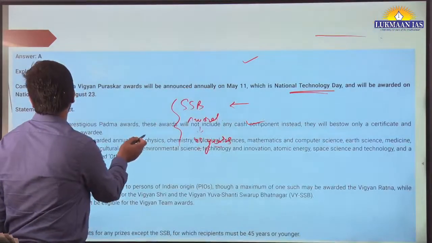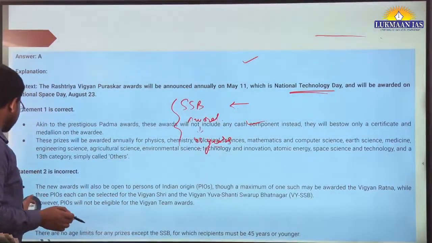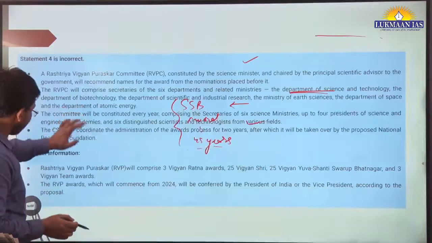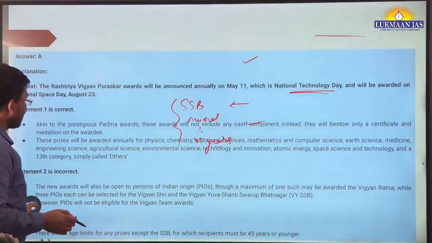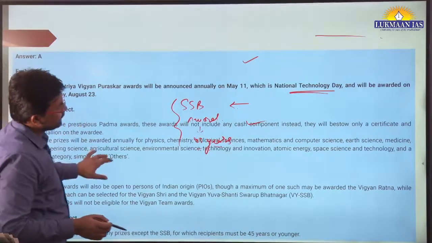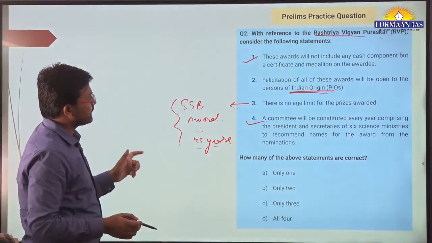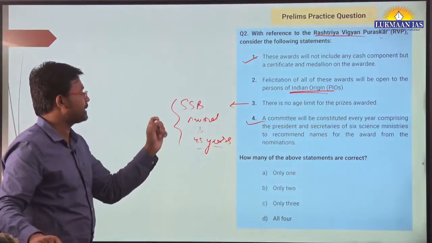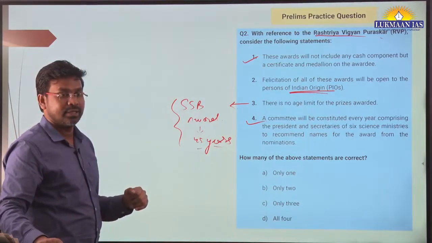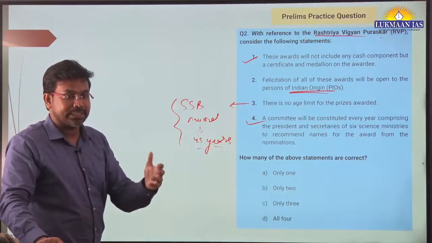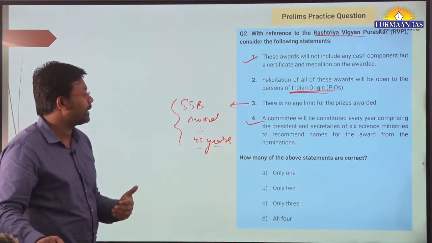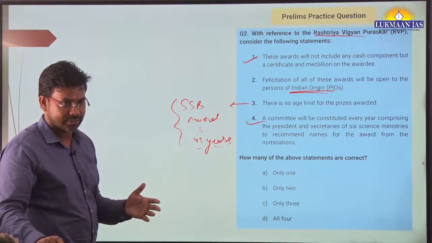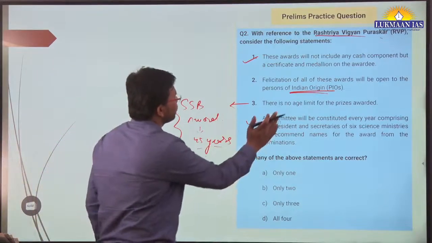Let's see. 1 is correct, 2 is correct, 3 is incorrect. We have included an explanation for 4. I think it should be correct. The committee will be comprising the president and secretaries of 6. See, the president and vice president will give out the award, but they will not be part of the committee that is going to look into all these affairs. That's the thing.